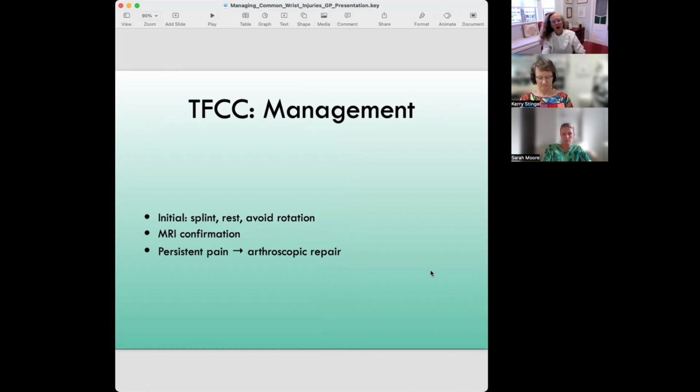What do I want to do? I do like a widget, as you all know. I like a widget because it gives me some idea of whether they have a TFCC stability problem or whether they have a whole wrist problem.